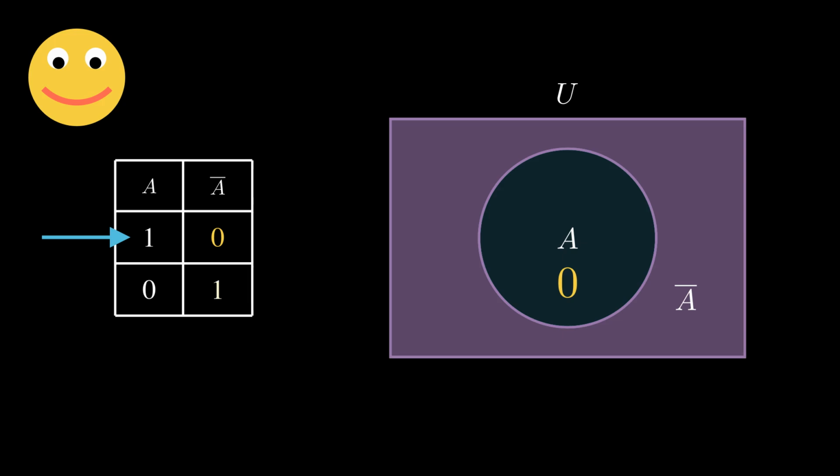Once we move to the area outside of set A, where A is false, the complement will be true because this is exactly the area it was interested in.